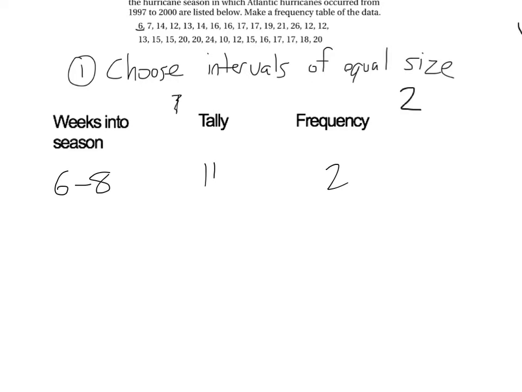So after 6 to 8, we would choose the next interval of 2, so 9 to 11. All right, now how many hurricanes occurred 9 to 11 weeks in? Gonna look. Any 9 to 11? Right there, 10. So we already accounted for 6 and 7. Now we've accounted for 10. Okay, 10 weeks into the season, there was a hurricane that occurred. So 1. Okay, now there's nothing else between 9 and 11, so my frequency is also 1.